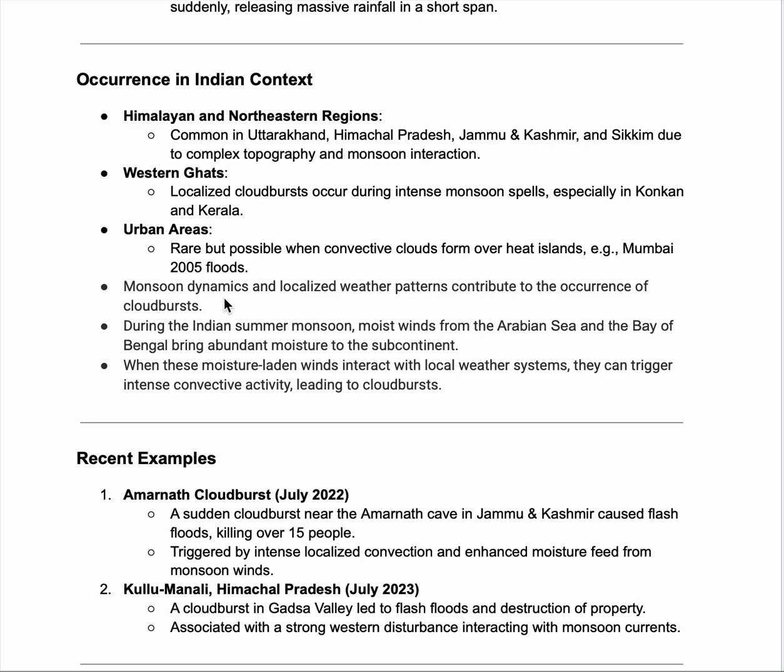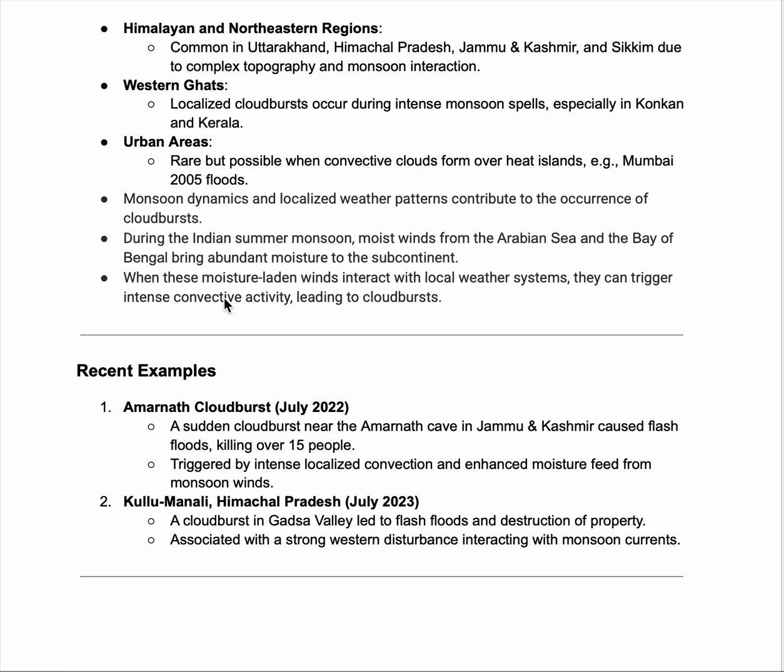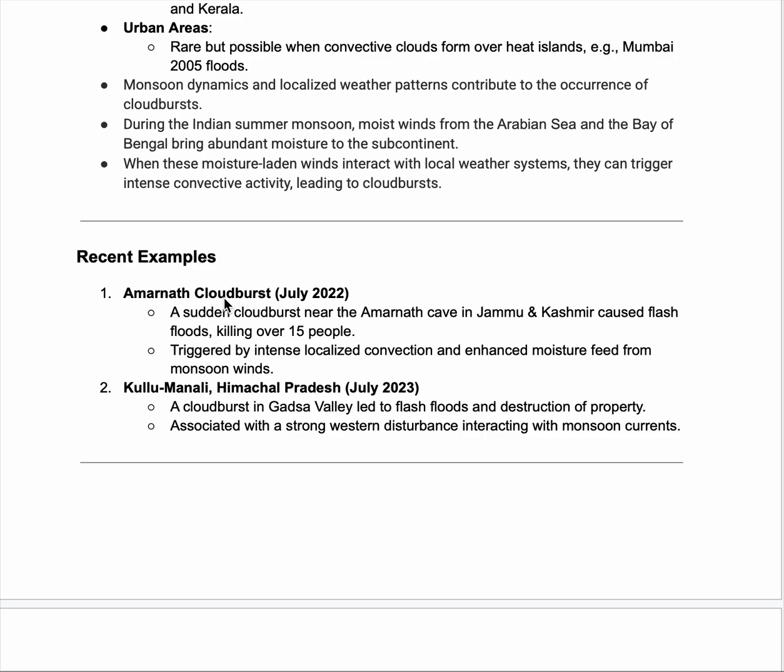During the Indian summer monsoon, moist winds from the Arabian Sea and Bay of Bengal bring abundant moisture to the subcontinent. When these moisture-laden winds interact with local weather systems, they can trigger intense convective activity leading to cloudburst. For recent examples, first one is the Amarnath cloudburst. Then there is the Kullu Manali Himachal Pradesh cloudburst. You can add the recent Dehradun cloudburst, and then of course the Kedarnath cloudburst as well is one old example.